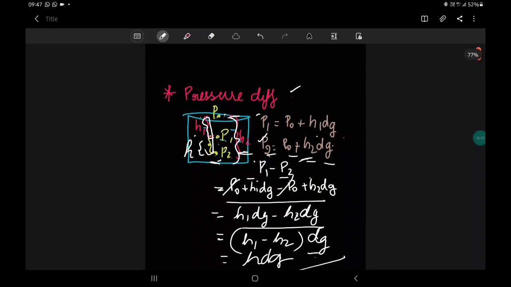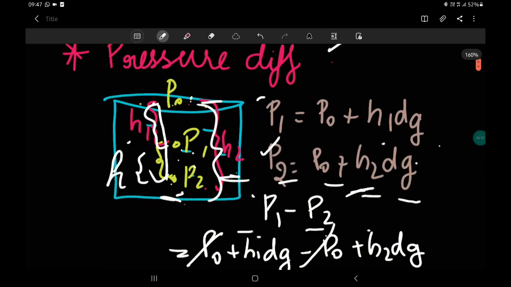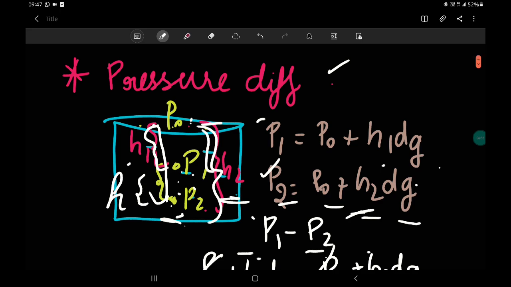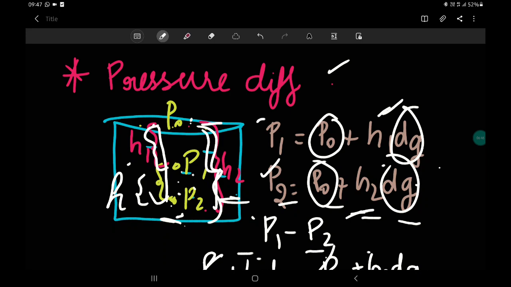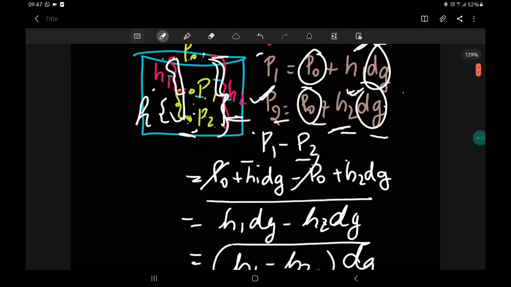Understood? I wantedly did this first step wrong because you should remember that we should not just do P1 minus P2. It's not just P1 or P2, it depends upon the point. Here you can see the P2 point is at more height difference as compared to P1. Now this value is the same for both; what is changing is height only. Now dg is also the same. H2 value is more, so P2 pressure should be more, no? So if P2 pressure is more, should you do P1 minus P2 or P2 minus P1?